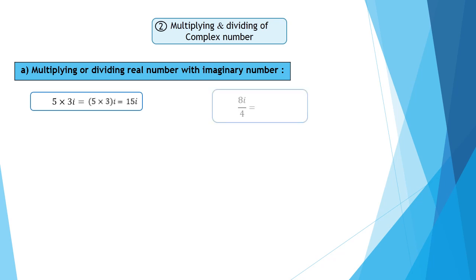Let's take another example. If we want to divide 8i by 4, at first we are going to divide the coefficient of i by 4. Then we will get 8 divided by 4, then multiply it with i. Then we will get 2i.